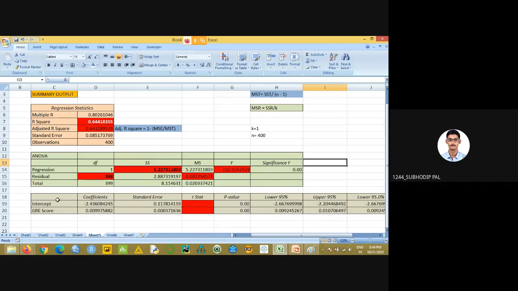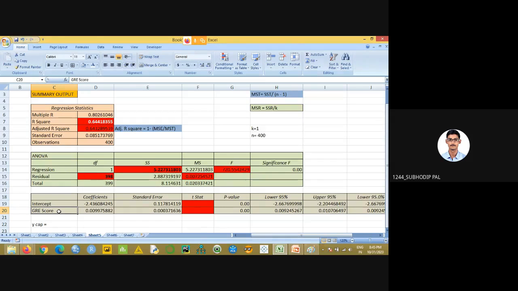From this table, we can write the regression equation. My regression equation here will be y cap is equal to, what is the GRE score?